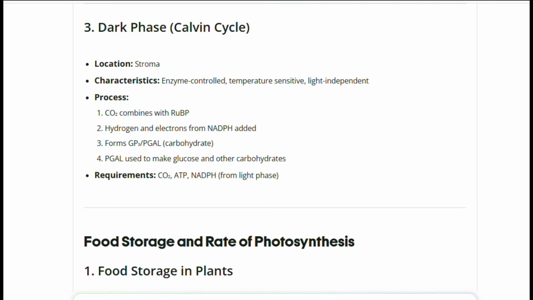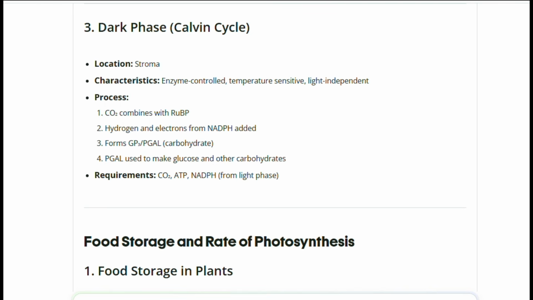The dark phase, the Calvin cycle, right? What if the examiner says the Calvin cycle? Then you'll be like, oh, who's Calvin? At that time, the question is for 1 mark or 2 marks, and then you don't know the Calvin cycle. But I don't think the examiner can be that brutal.